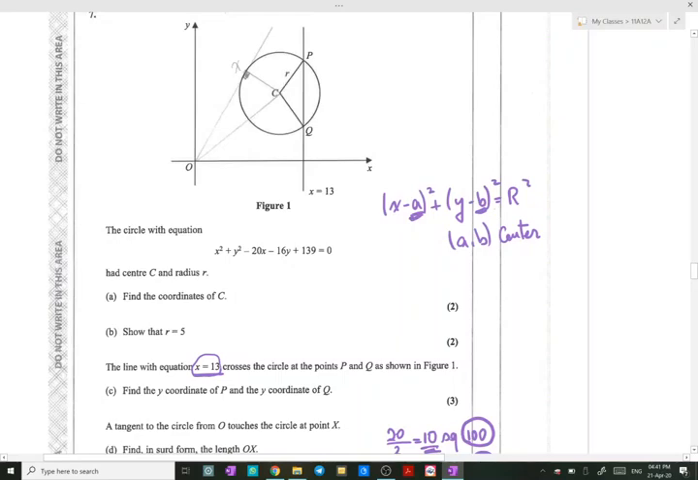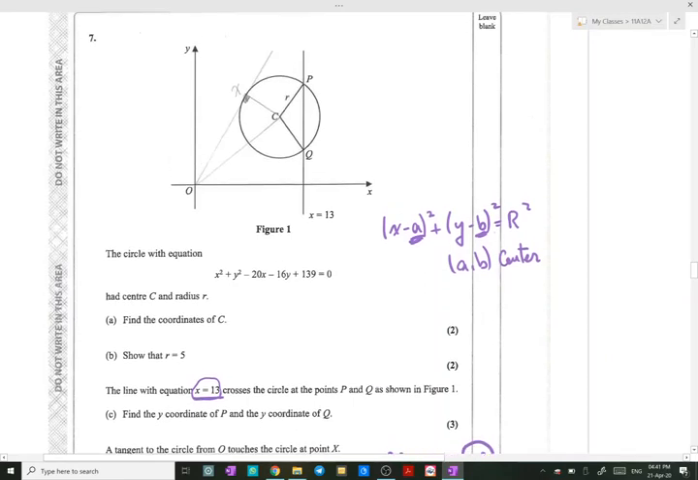Find the y coordinate of P and the y coordinate of Q. Now, since P and Q lie on the line x equals 13, therefore the x of P is 13 and the x of Q is 13. So we only need to replace this 13 in the equation of the circle and find the y.